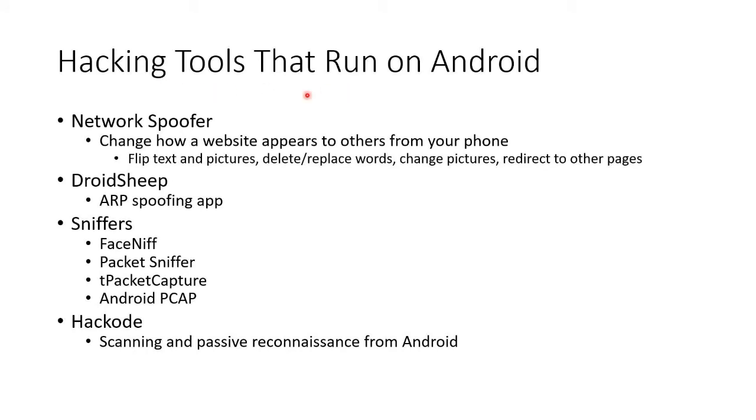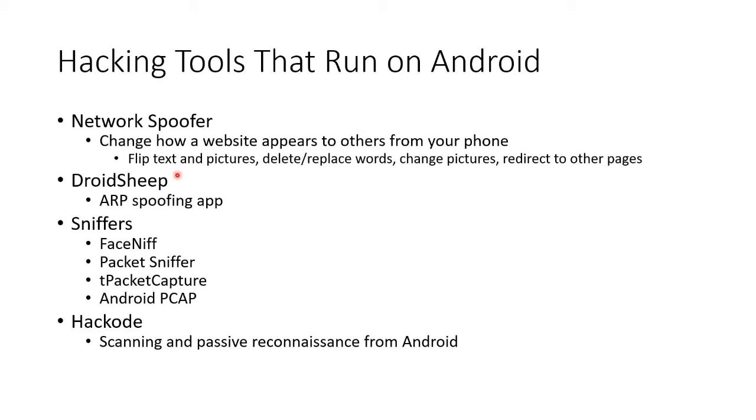There are a number of hacking tools that run on Android, and the reason why is that Android, being Linux, allows you to have access down to the hardware level, which Apple does not permit. So, just a few tools that can run on Linux. You can run Network Spoofer, which basically is a prank tool. You're basically intercepting what some people think they see on a website. It's not changing the website at all, but you are changing their view of text and pictures: flip it upside down, replace or delete words, change pictures, redirect to other pages. It's mostly to pull pranks on your friend.